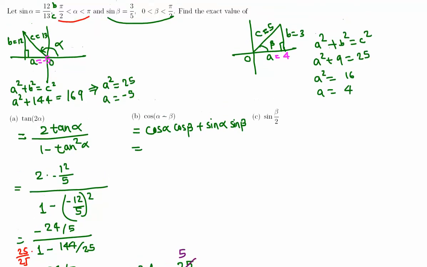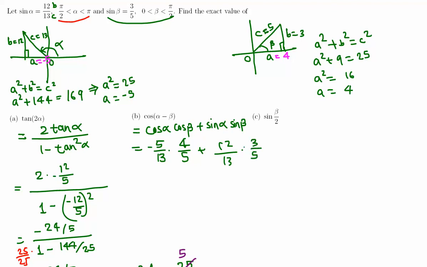Okay, part B, now it's easier. Cosine alpha minus beta, that's cosine alpha cosine beta plus sine alpha sine beta. This formula is given. Cosine alpha, let's look at this triangle. Cosine is adjacent over hypotenuse, so negative 5 over 13. Cosine beta, look at this, 4 over 5, plus sine alpha, it was given 12 over 13. Sine beta, it was given, 3 over 5.